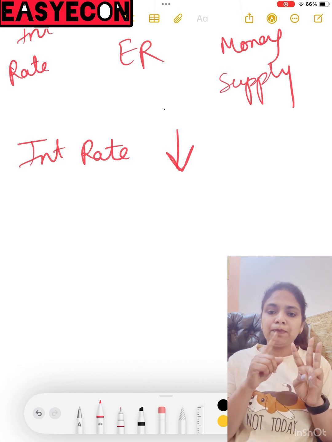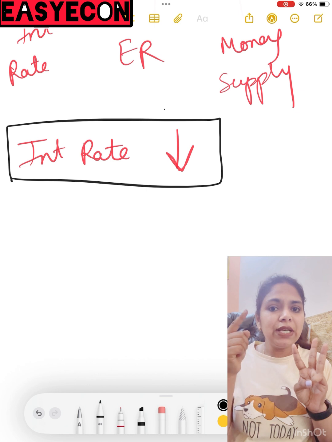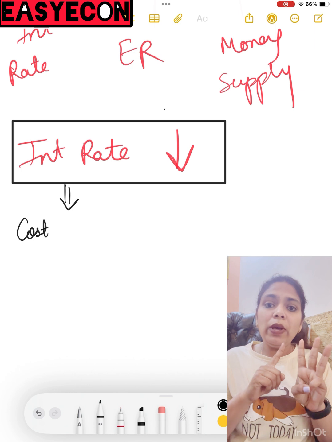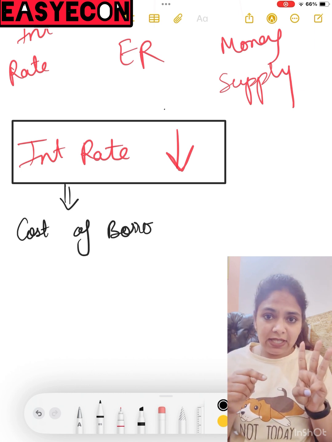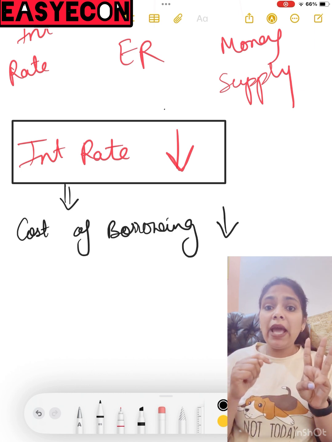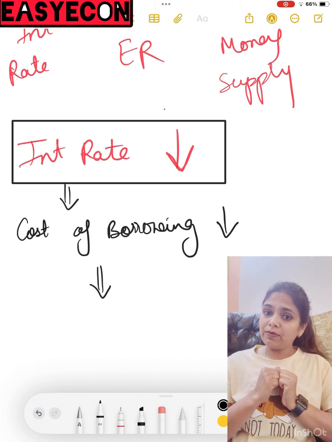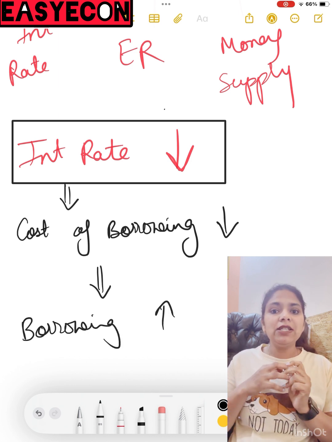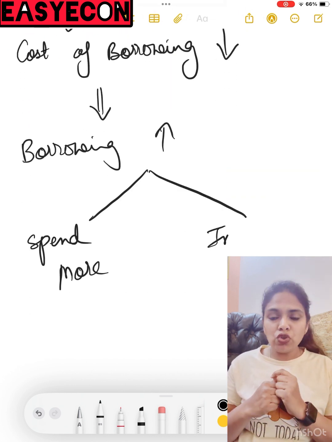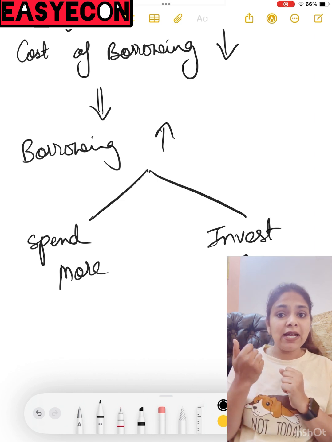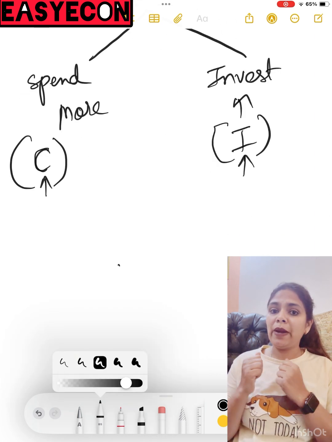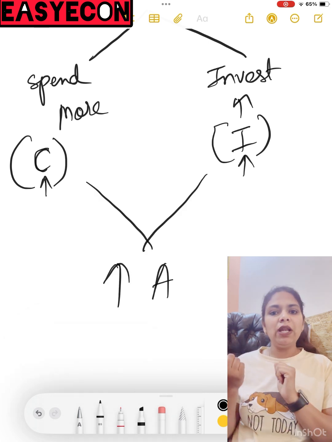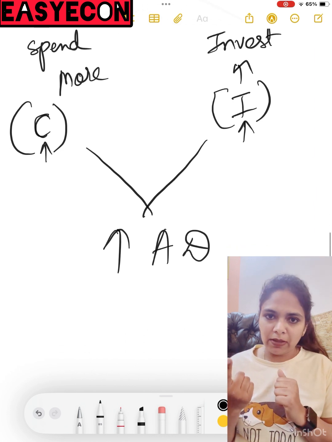Why? Let us understand. Interest rate. When interest rate decreases, interest rate is a cost on borrowings. So when the cost of borrowings decreases, it will encourage people to borrow more. When people borrow more, they obviously will use that borrowing to either spend or invest. So components of aggregate demand, that is consumption expenditure and investment expenditure, will increase when your interest rate decreases, which will result in an increase in aggregate demand.